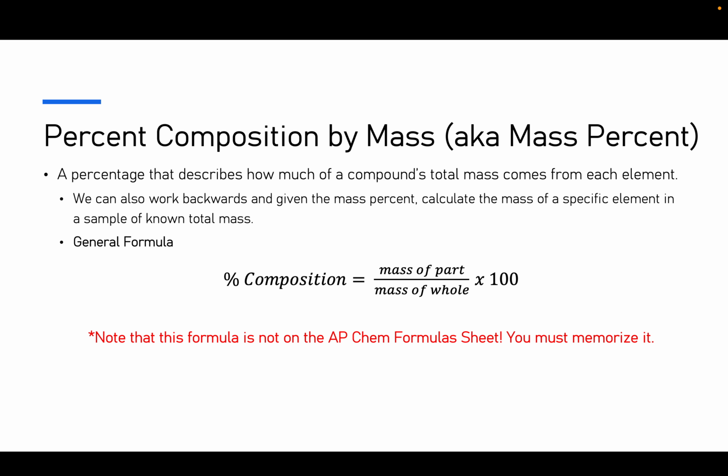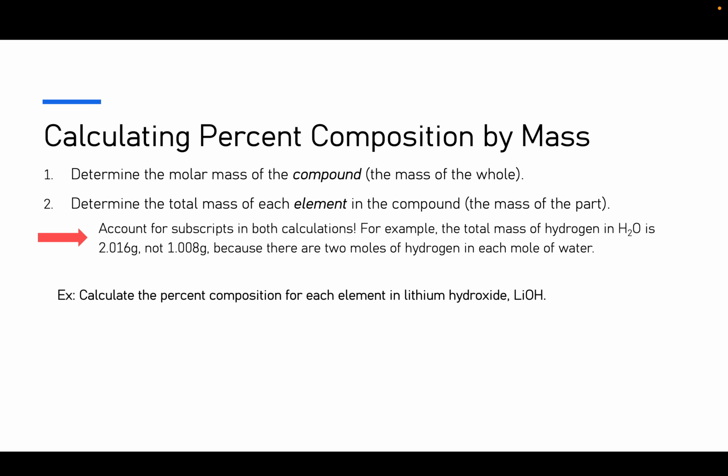It's not complicated math. If you are looking for a formula for this on the sheet, you're not going to find it. So just notice and remember that you just need to be able to take a percentage for this one. So how do we do it? You will need your periodic table, and if you're doing a straightforward calculate the percent composition type of problem, you will be given the formula.